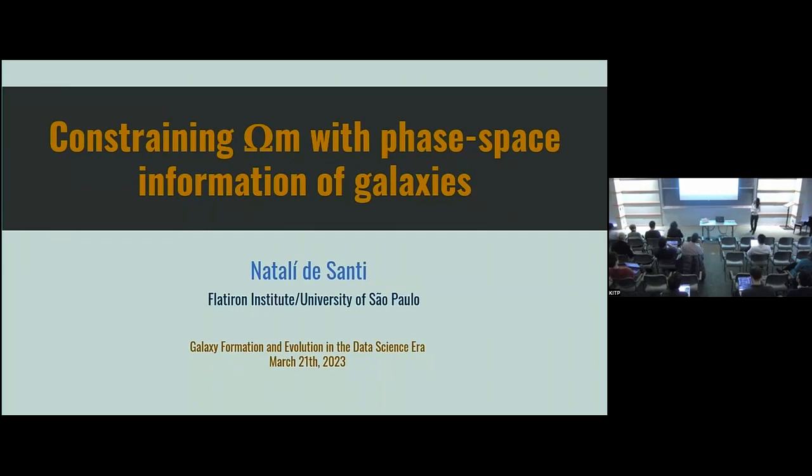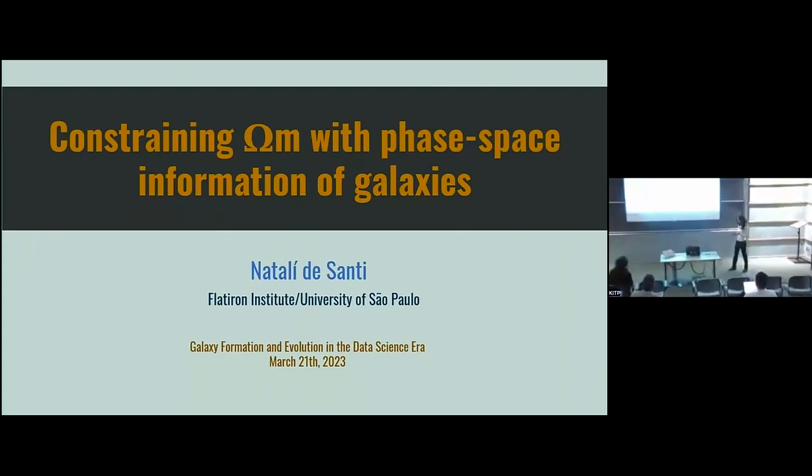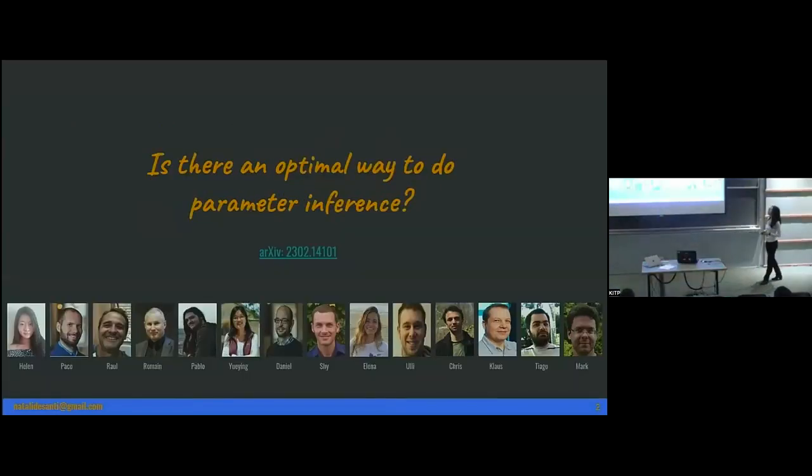So today I'm here to talk to you about how to constrain omega matter with galaxy information, galaxy phase space information. This work started with the question: is there an optimal way to do parameter inference? This is work that has been done by me and all these amazing people here.